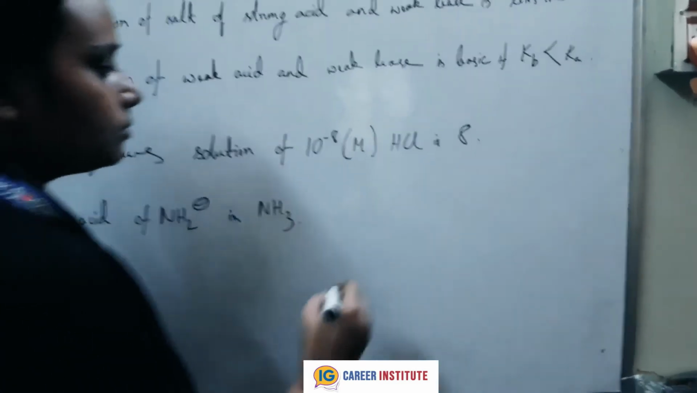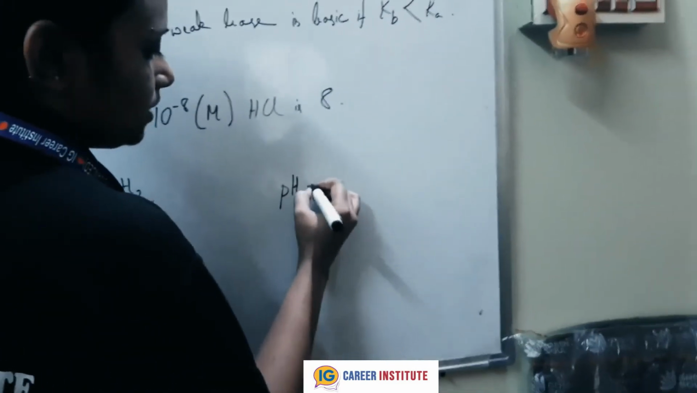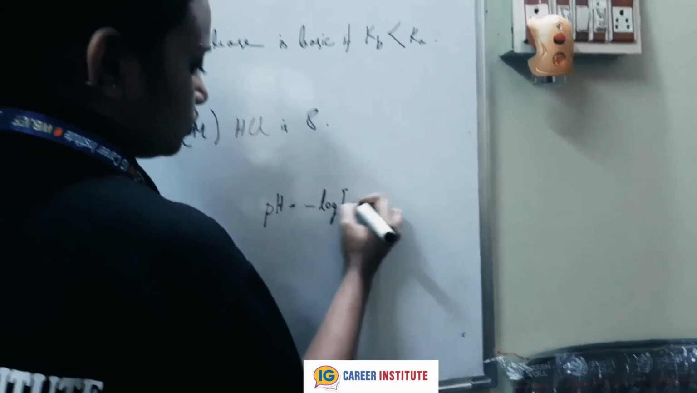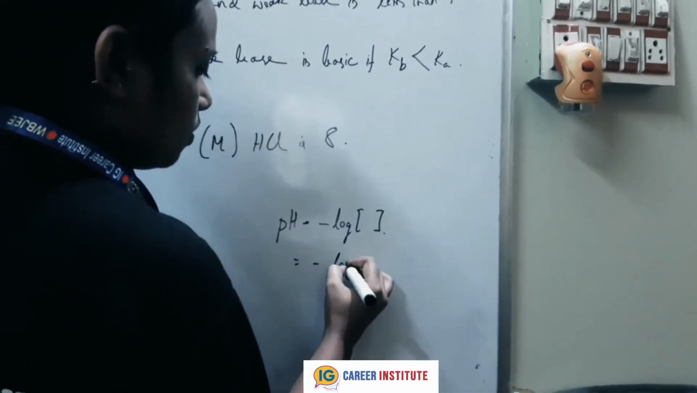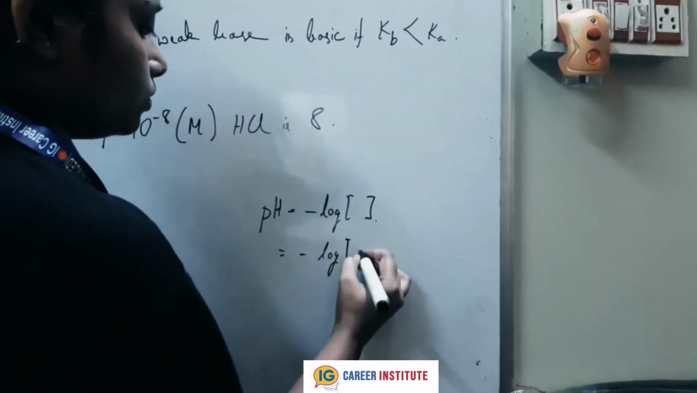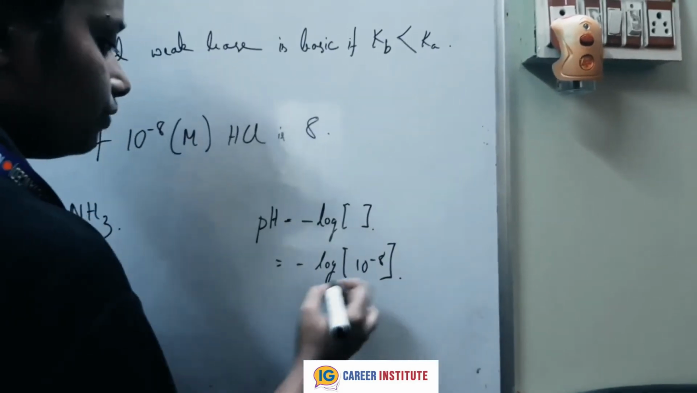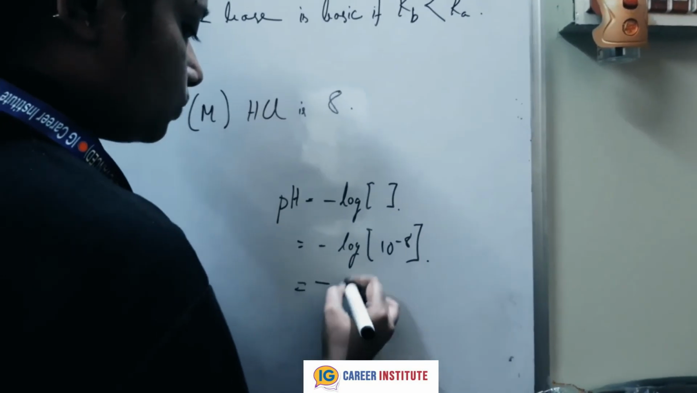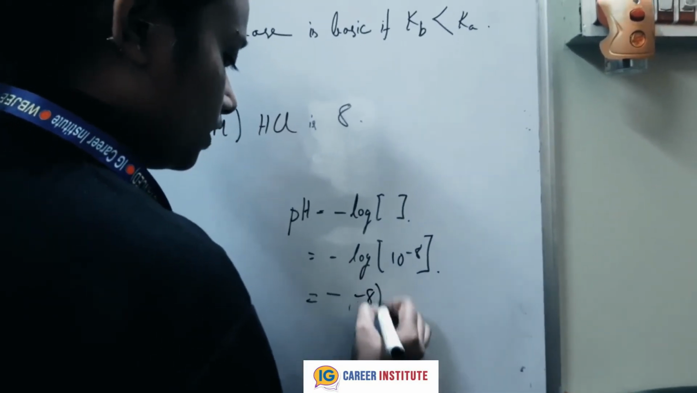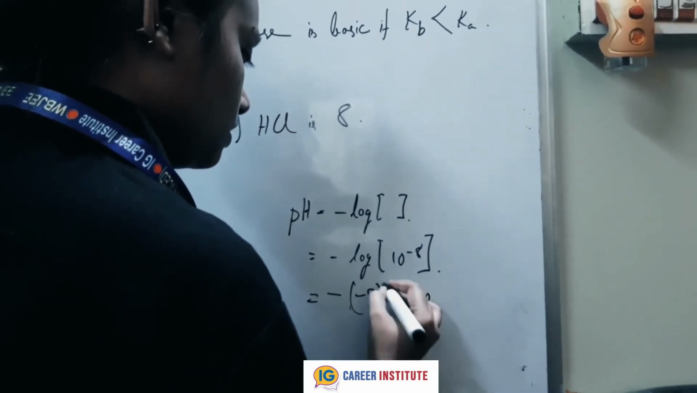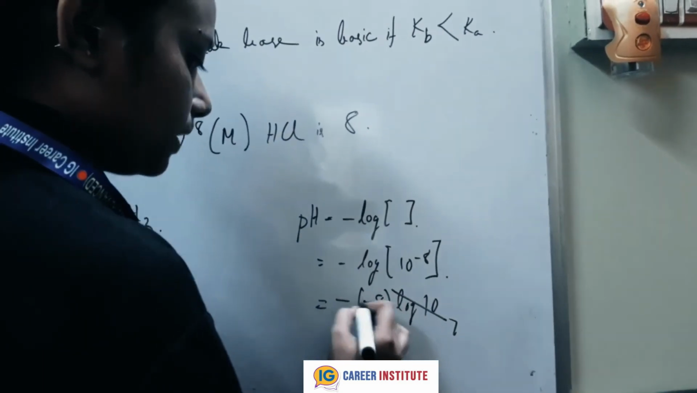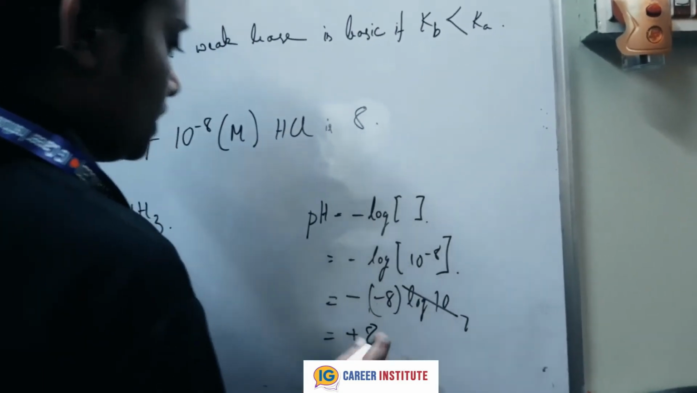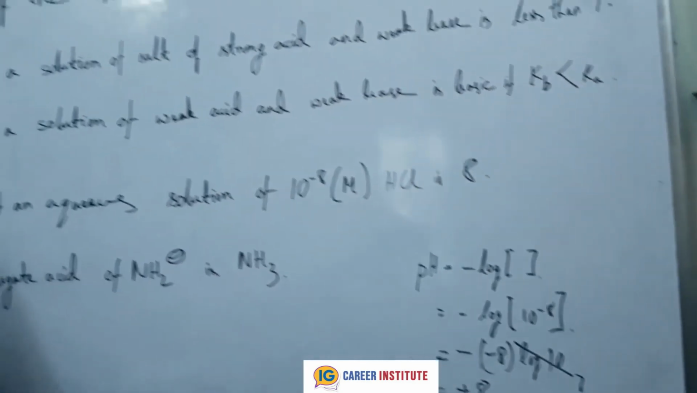Next is, pH of an aqueous solution of 10 to the power minus 8 molar HCl is 8. It is also correct, because see, how do we get pH? pH equals minus log of concentration, right? So minus log of what's the concentration given? 10 to the power minus 8. So if we solve it, this minus 8 will come before, and log 10 is 1. So the minus will come out as plus 8. So it is 8. So option C is also correct.